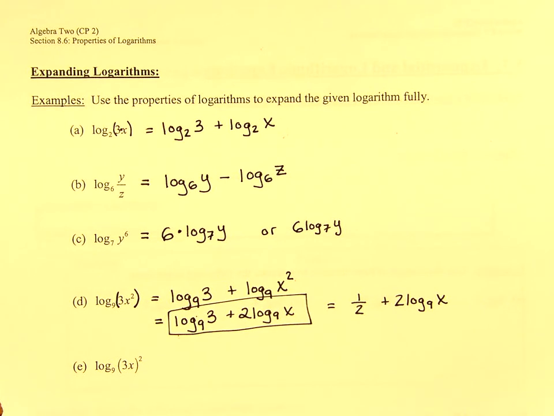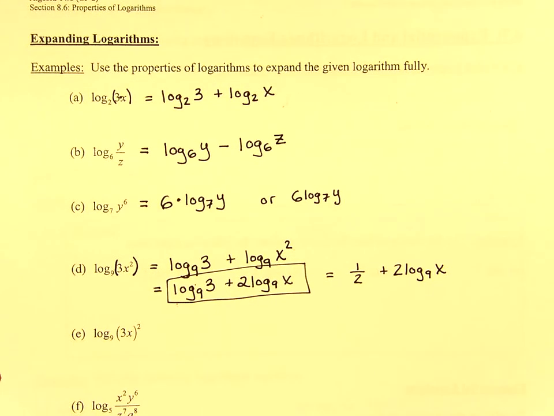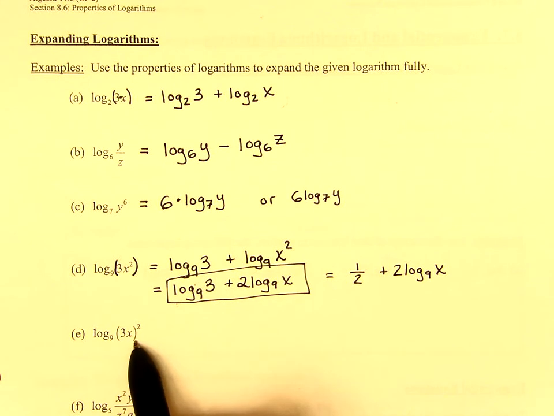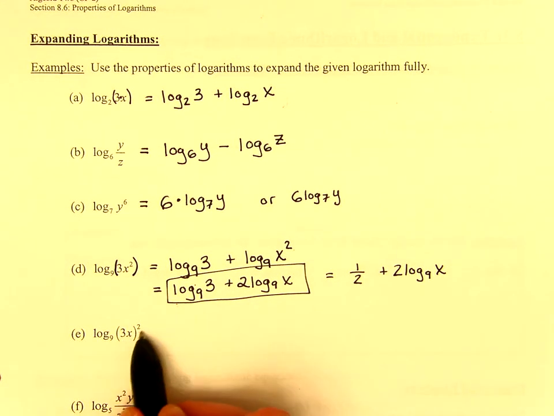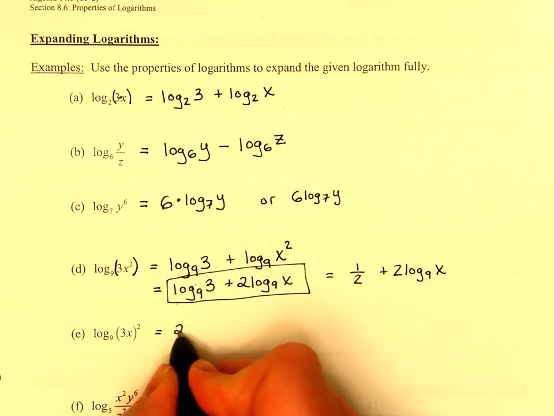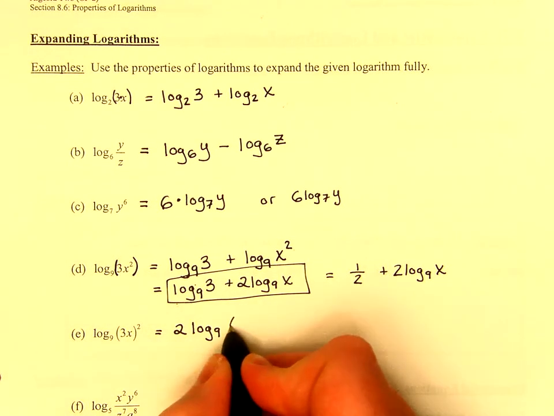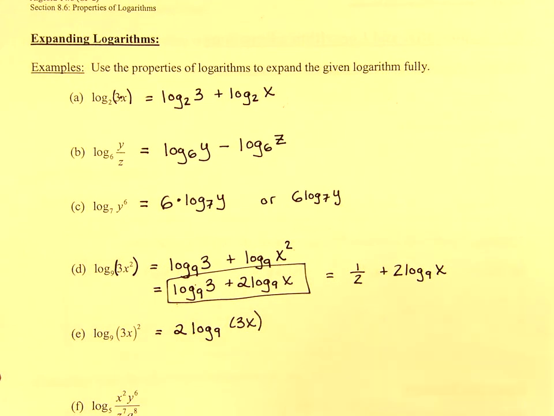Letter E. Looks very similar to D, but it's different. Letter D said log base 9 of 3 times x squared. Letter E says log base 9 of 3x, that entire thing squared. The difference in letter E is both of those pieces are getting squared, as opposed to in letter D, where just the x was getting squared. I'm going to start from the outside and work my way in here. On the outside, I see a square that I need to deal with. That square that's inside your function can get moved up front. I'm going to say 2 times log base 9 of 3x, because that square was applying to the entire 3x thing, as opposed to in letter D, where the square was just applying to the x.